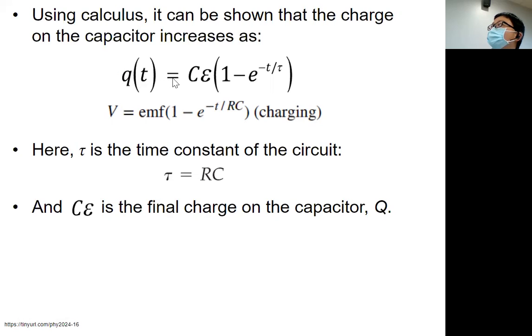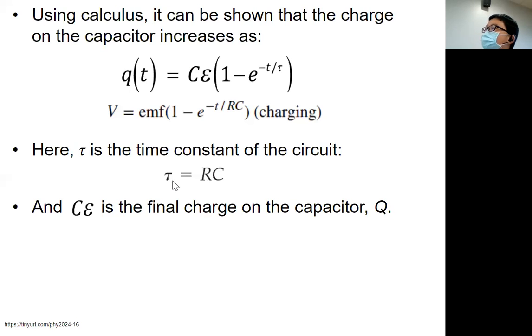That will be equal to the capacitance of the capacitor times the potential the battery can supply, so the electromotive force E, all right? Or sometimes you see people just write it as V, so CV, okay? And then 1 minus exponential to the minus t over tau, a constant, that's equal to the resistance of the circuit times the capacitance of the capacitor. So tau is equal to R times C.